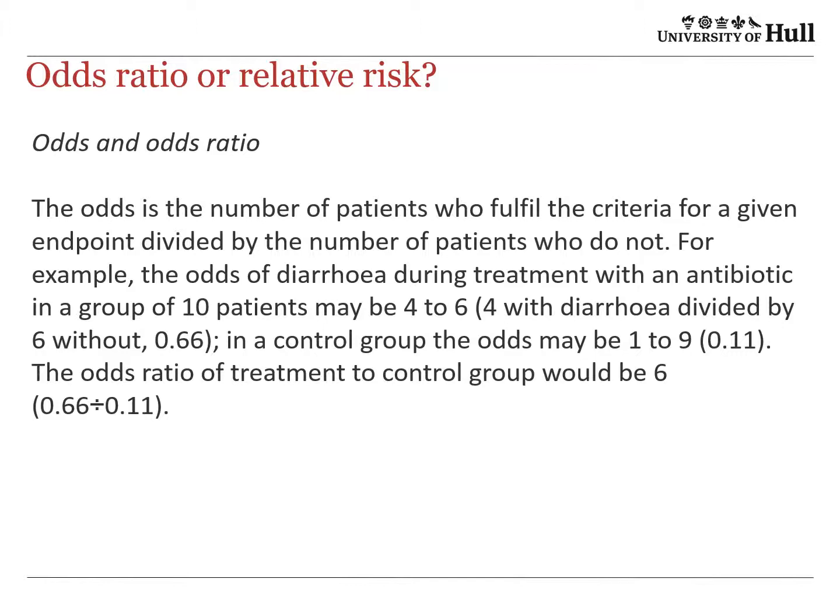Now this actually means there's a much greater likelihood of developing diarrhea in a group of people treated with antibiotics than in a group of people not treated. If the odds ratio was 1, it would mean that there was no difference between the two groups. And if it was less than 1, it would in fact mean that people treated with antibiotics were less likely to develop diarrhea. However, that's a very clear odds ratio there, and that's a very large odds ratio.